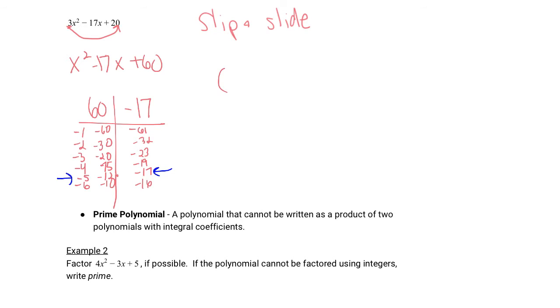So we're going to make two parentheses. Ooh, I totally forgot. We did the slide part. This is the slide part. Okay. So two parentheses, variable goes in the front. Two factors go on the back, negative 5, negative 12.